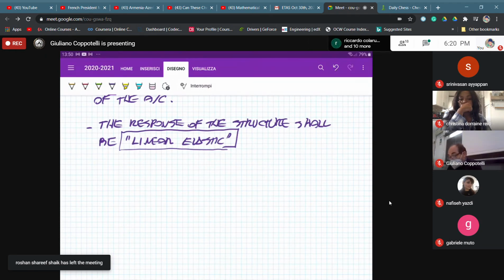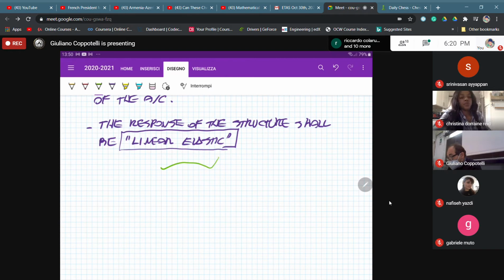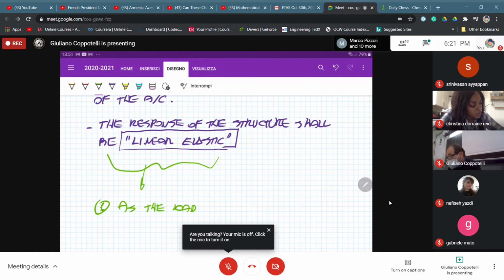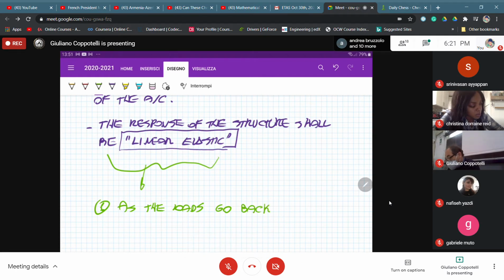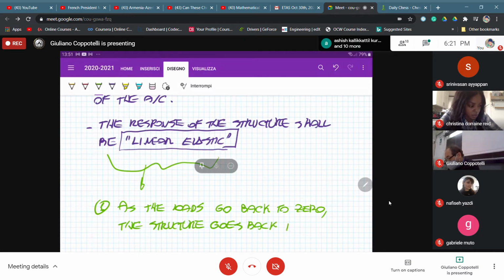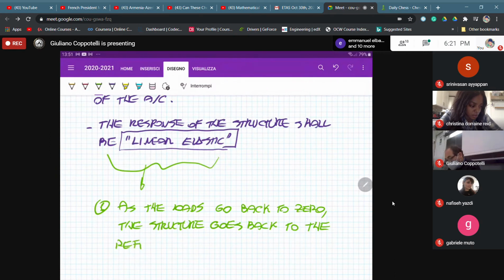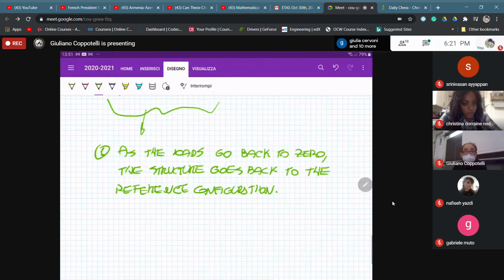So just to write that here, we can say that as the loads go back to zero, the structure goes back to the reference configuration. Okay, and that is how we can check the linearity.